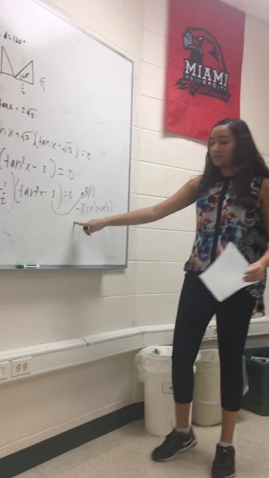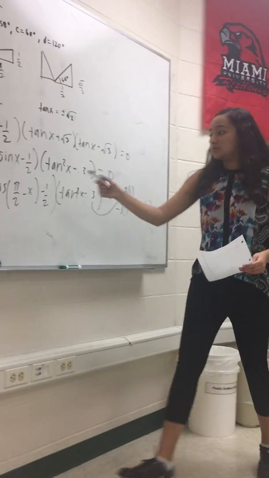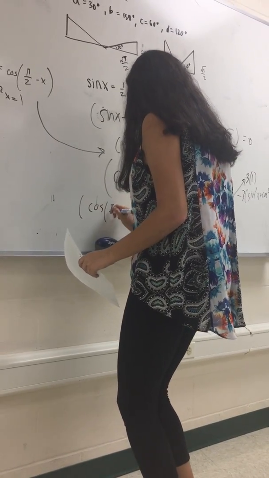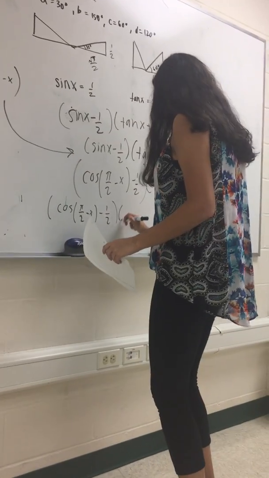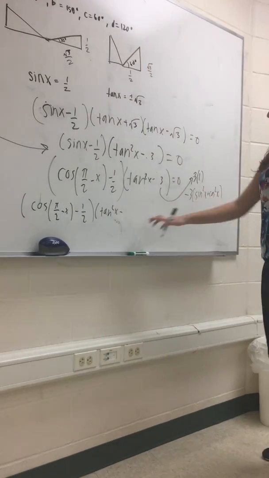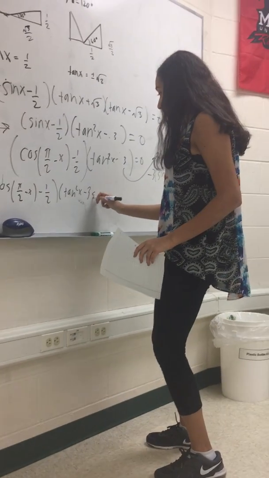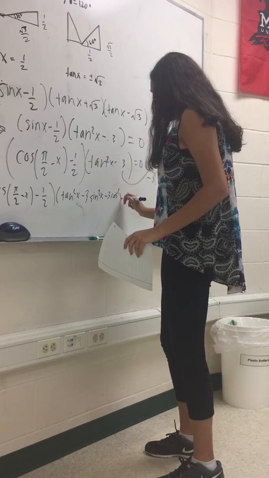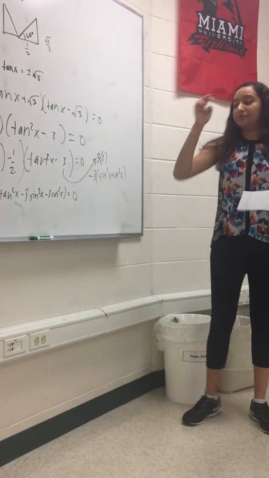Then I distributed the negative 3 to both the sine squared x and the cosine squared x. So then this brought me to the equation of cosine of pi over 2 minus x, and then here you would have your minus 3 sine squared x minus 3 cosine squared x, and that equals 0. So right now you've used 2 identities.